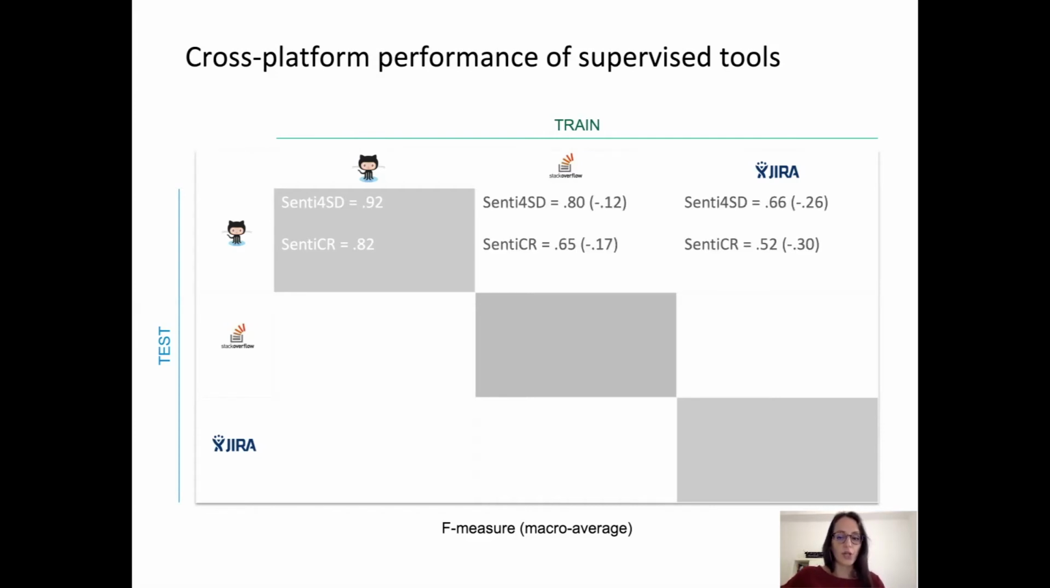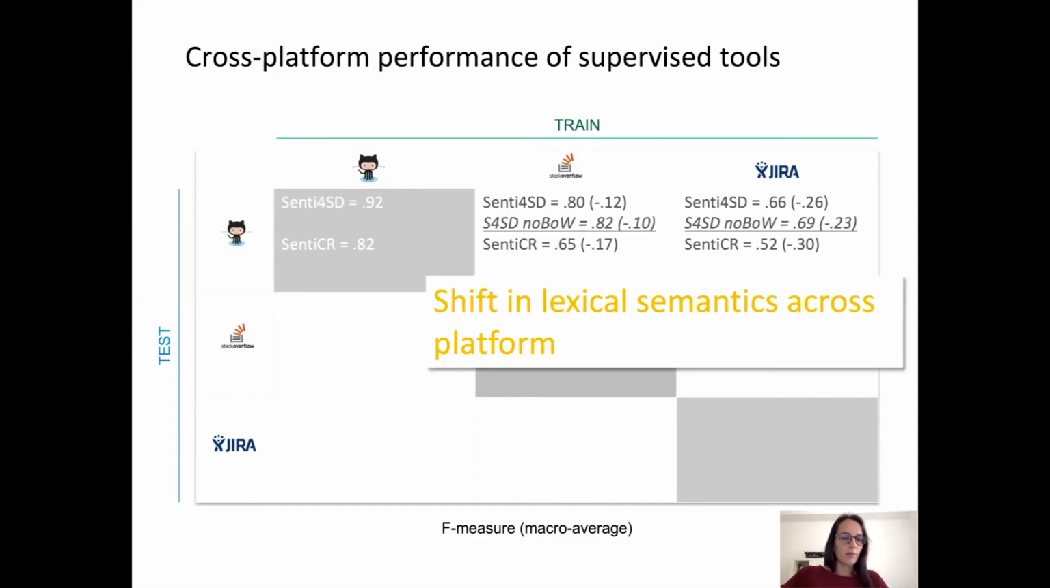The situation changes when training is performed on a different platform. Training on Stack Overflow, for example, we observe a drop in F-measure of 0.12, and 0.17 for SentiCR, and the situation is even worse when training on Jira. Interestingly, we observed that in both cases the drop is reduced when bag of words is excluded from the feature set, in line with the fact that the drop is higher for SentiCR, which only relies on bag of words.